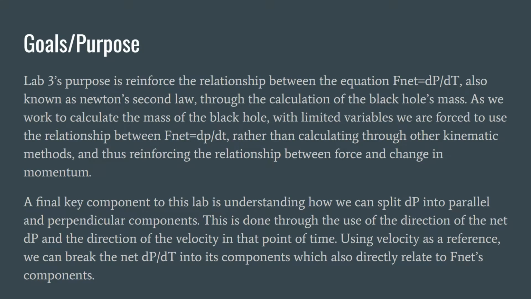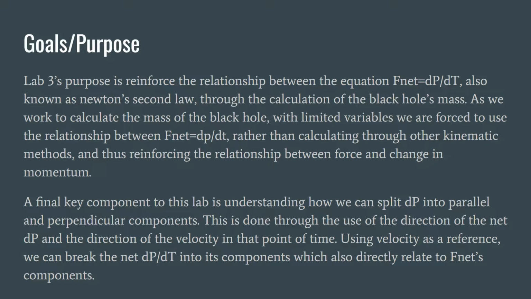Goals and purpose. Lab 3's purpose is to reinforce the relationship between the equation F net is equal to change in momentum over change in time, also known as Newton's second law, through the calculation of a black hole's mass. As we work to calculate the mass of the black hole with limited variables, we are forced to use the relationship between F net is equal to change in momentum over change in t, rather than calculating through other kinematic methods, and thus reinforcing the relationship between force and change in momentum.